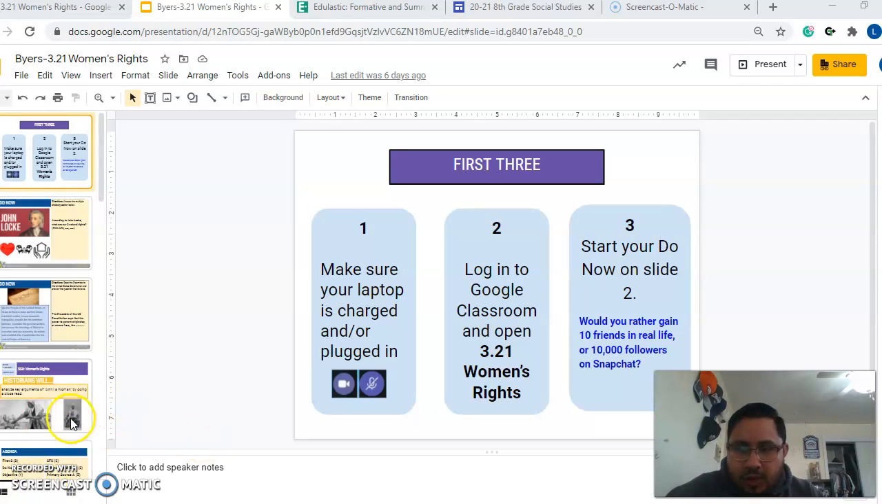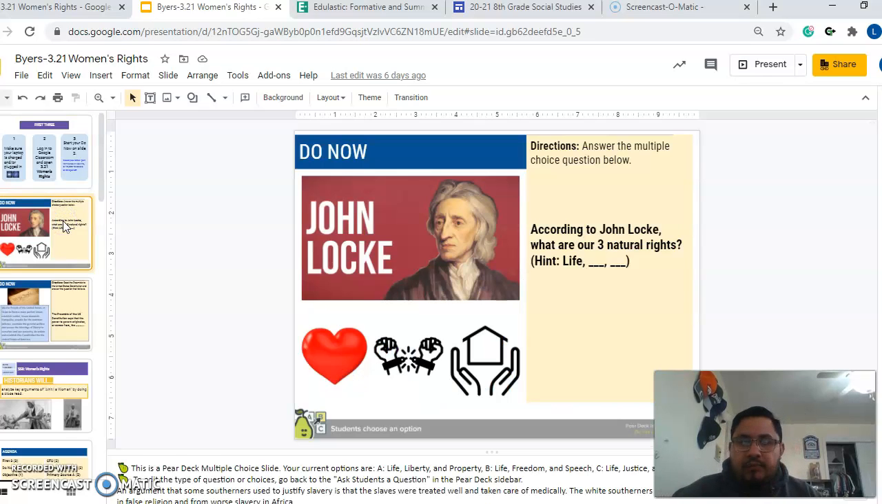So for today's work, you're gonna have a copy of the Google Slides. You each get your own copy, but today we're gonna talk about women's rights. When we talk about women's rights, we have to go back all the way to the Declaration of Independence, when the founding fathers talk about that all men are created equal.